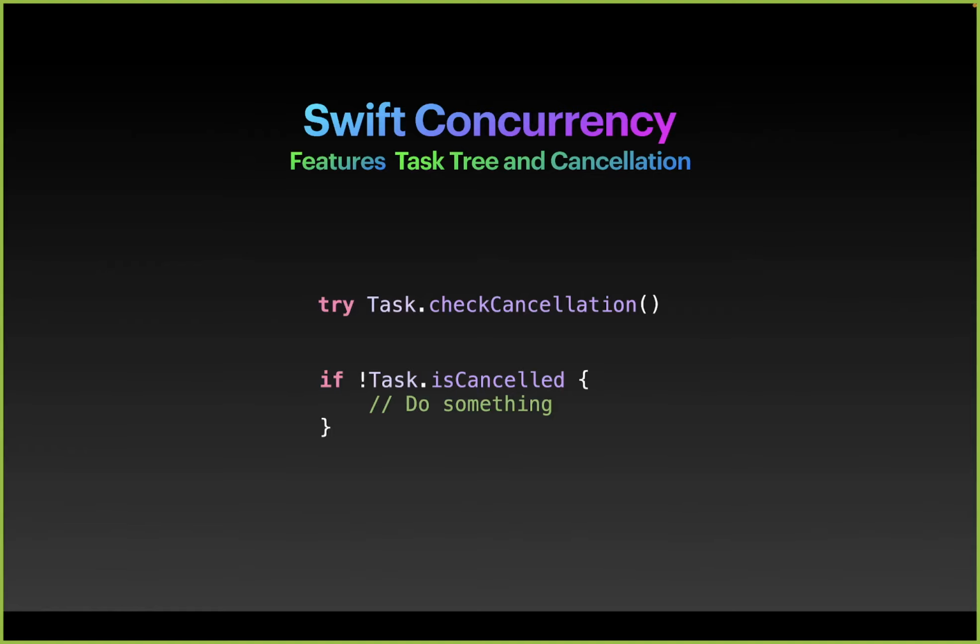Now let's take a look at the two main ways to check the cancellation. The first one is Task.checkCancellation. If the task you're currently running already got canceled, it throws an exception. The exception is called CancellationError, I forgot the exact name. Of course, you can use another way to check the cancellation, which is Task.isCancelled, which returns a Boolean. So you can choose whatever fits your purpose. There are two ways to check the cancellation.